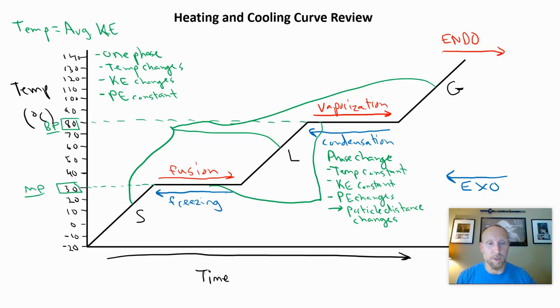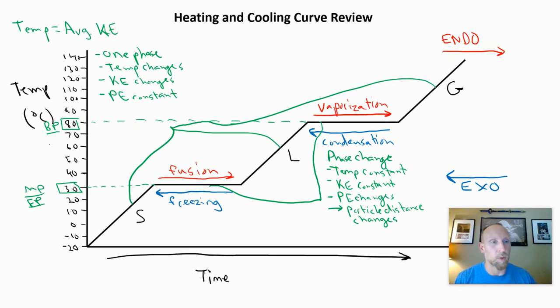So this particular substance melts at 30 degrees, which means it also freezes at 30 degrees. So that's my freezing point too. That's just happening in the opposite direction. Liquid to solid, freezing, exothermic, releasing energy. Solid to liquid, melting, endothermic, absorbing energy. But they're both happening at the same place.